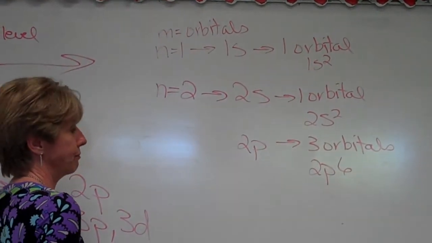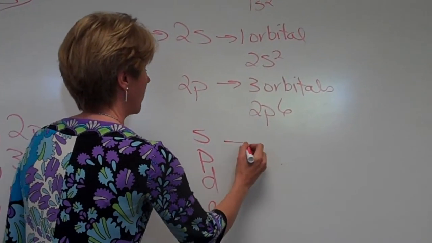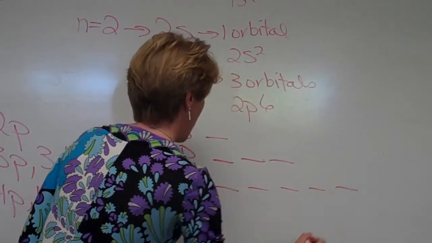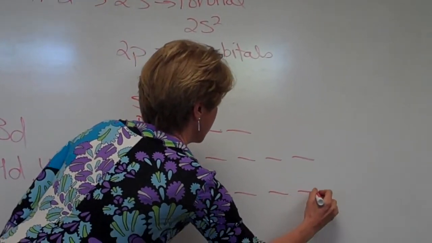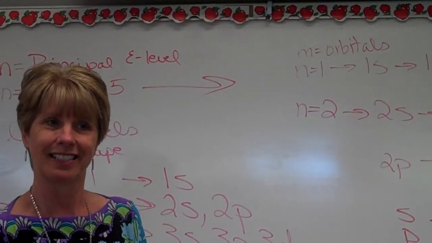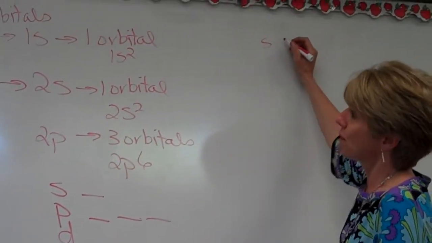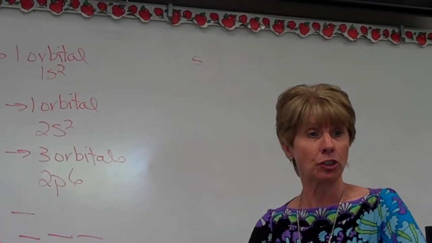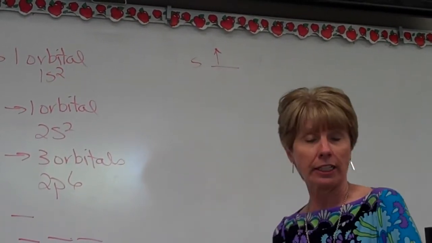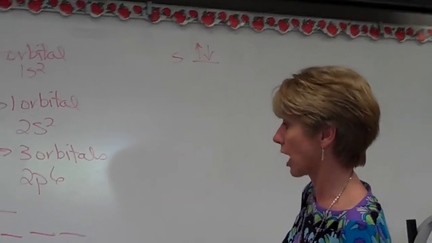Okay? So, S, P, D, F. 1 orbital, P, 3, D, 5, F, 7. Remember how they fill? Okay, let's look at the last one. S for spin. Remember, they can spin in opposite directions. So in each orbital, we say that one electron spins clockwise, the other electron spins counterclockwise.